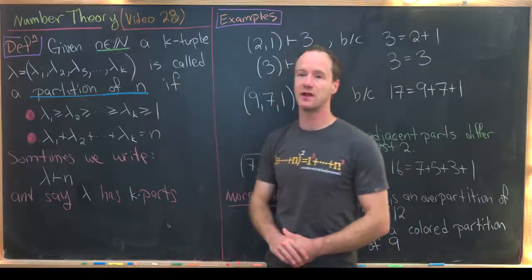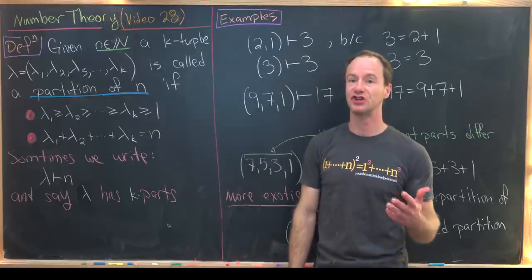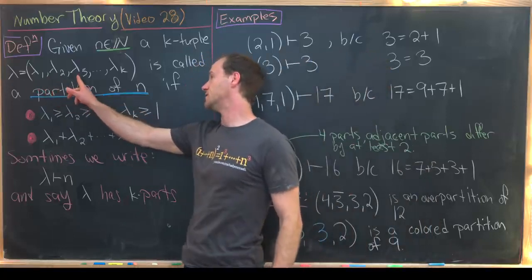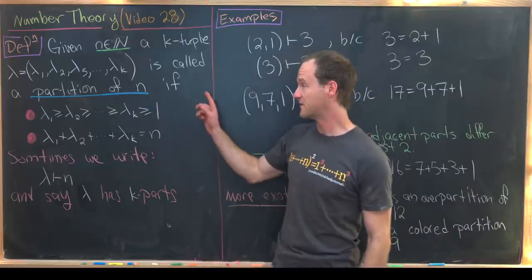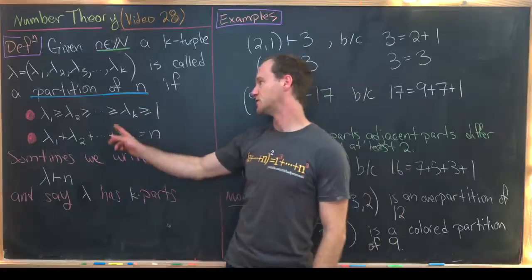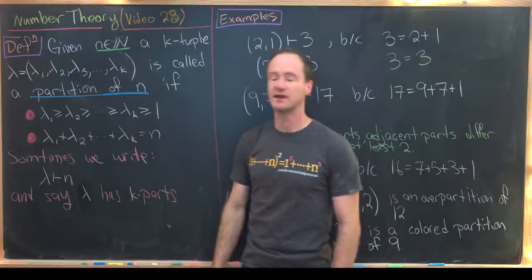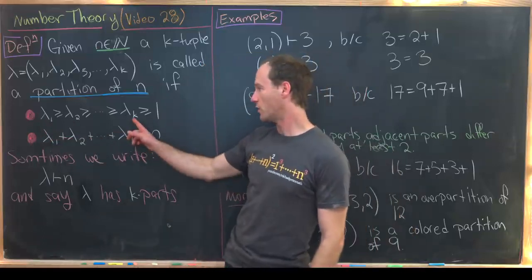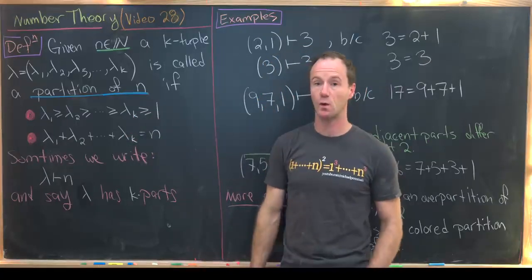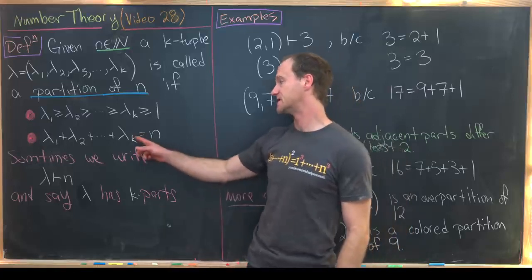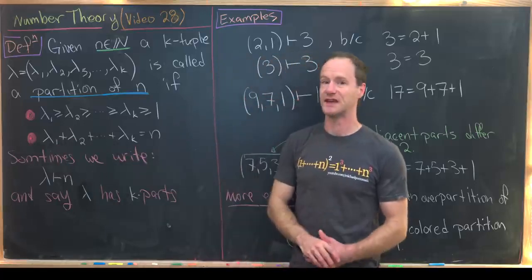Given a natural number n, a k-tuple, which is generally called lambda or mu, generally a Greek letter, lambda 1, lambda 2, lambda 3, up to lambda k, is called a partition of n if these two things are satisfied. So this is a non-increasing sequence. We've got lambda 1 is bigger than or equal to lambda 2, which is bigger than or equal to lambda 3, all the way down to lambda k, which is bigger than or equal to 1. So we're not allowing negative parts or 0 as a part. And then the sum of all of these is equal to n. So we've got lambda 1 plus lambda 2 up to lambda k equals n.